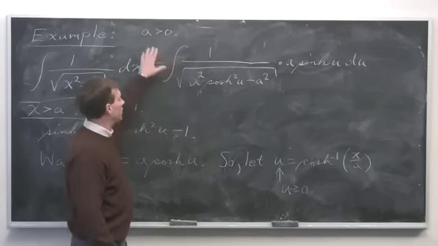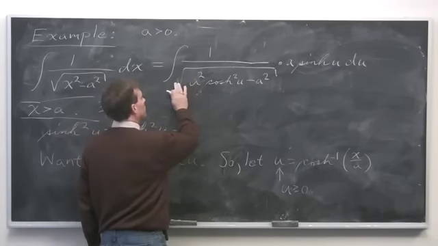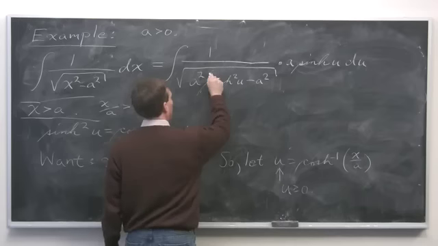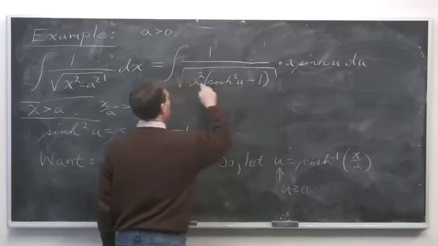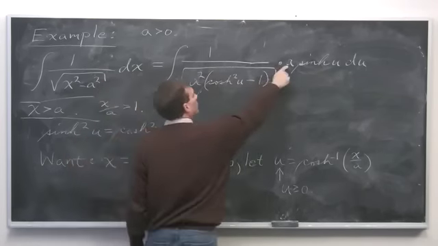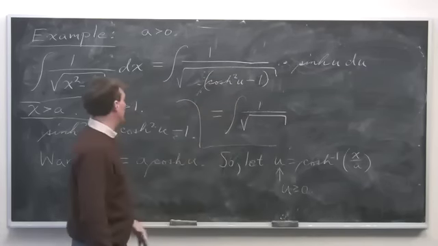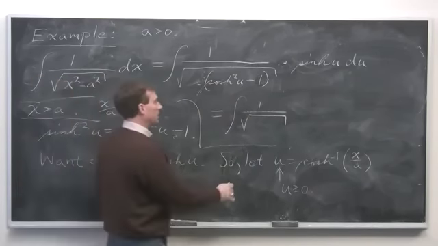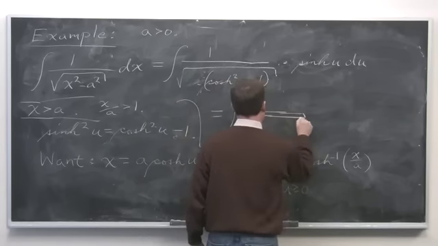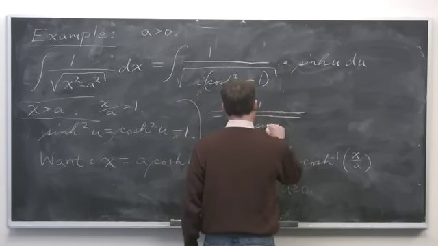We get this. Again, you have the square root of a squared, and a is positive, so the square root of a squared is just a. We factor out the a squared here and here. Then the square root of a squared is just a, which cancels with this a. So those get wiped out. So this is the integral of 1 over the square root of hyperbolic cosine squared of u minus 1. That's hyperbolic sine squared.